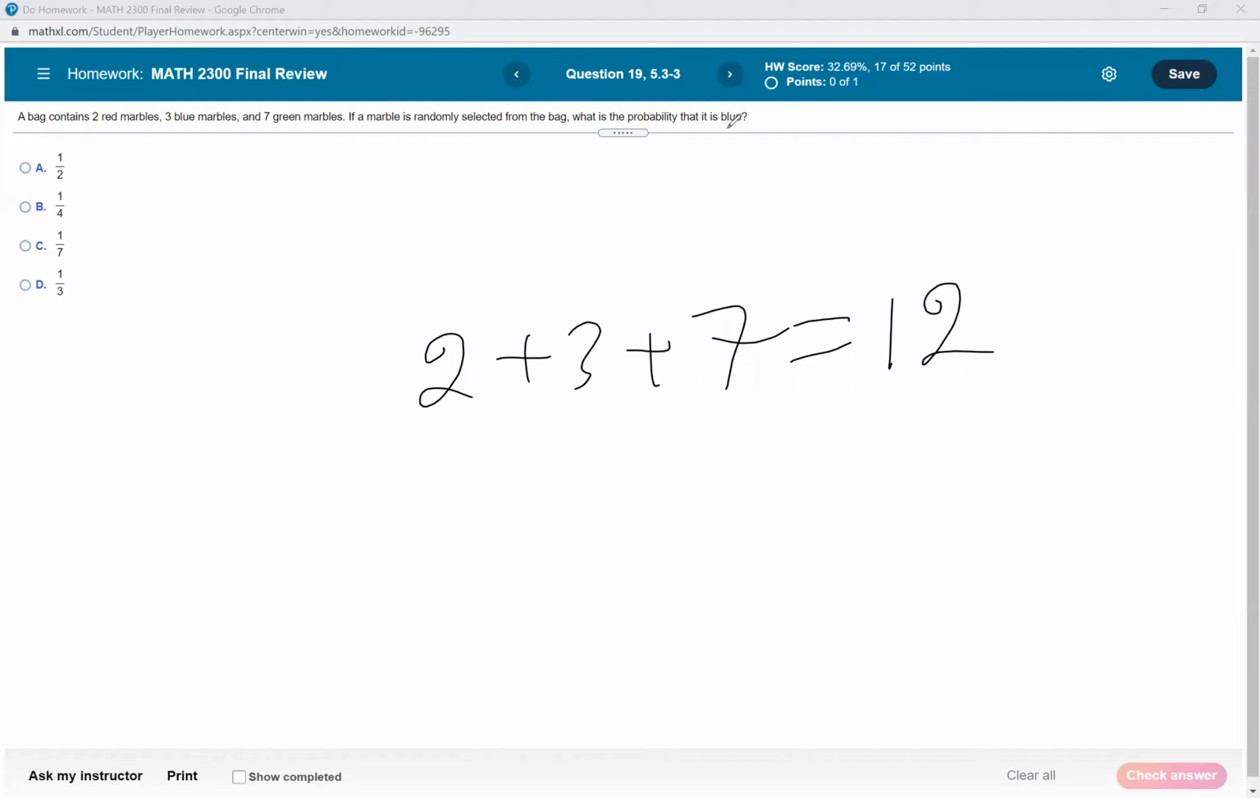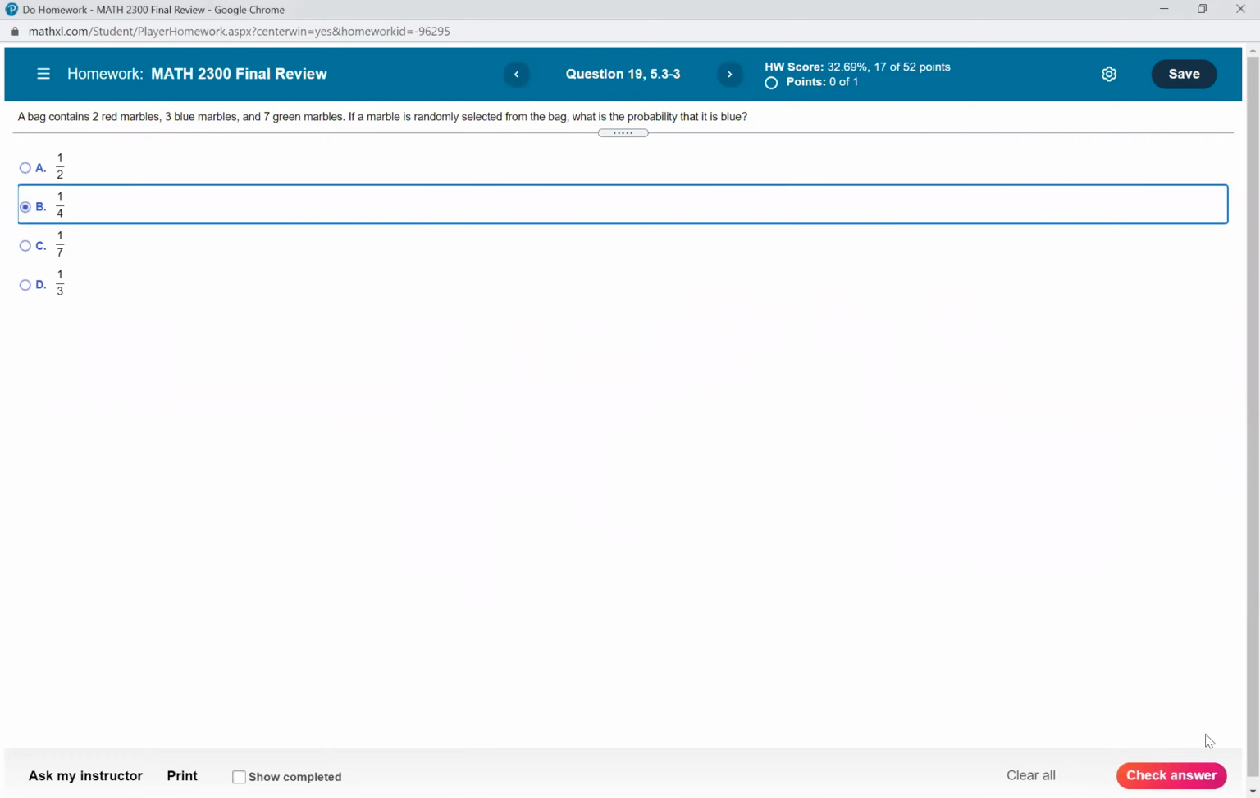And how many ways can we select a blue marble? Since we have 3, we can select a blue marble in 3 ways. So it will be 3 over 12. The probability will then be 1 over 4. So the probability in this case is 1 over 4.